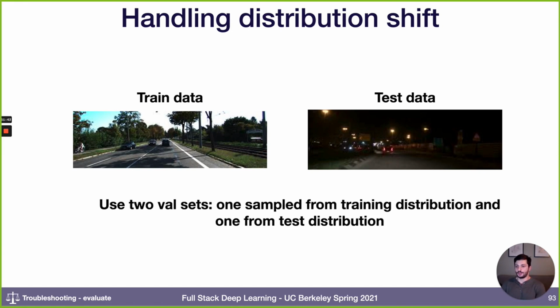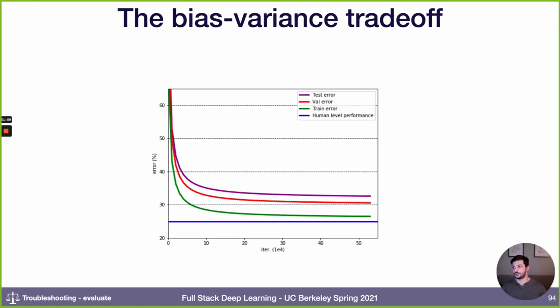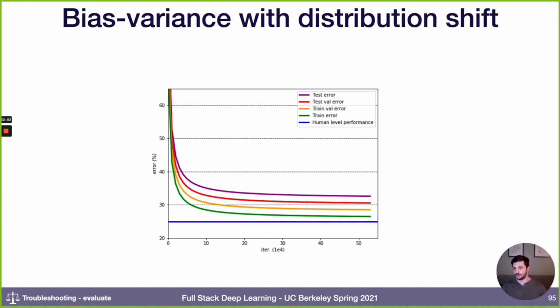And the strategy that I'll recommend here is to actually use two validation sets. One that's sampled from your training distribution, and then a second that's sampled from your test distribution. And I think it's really important to do this even if you have very limited data from your test distribution. Because what this allows you to do is add one more curve to this bias variance decomposition. So between your test error and your training error, instead of just having one validation error curve, you're going to have two validation error curves.